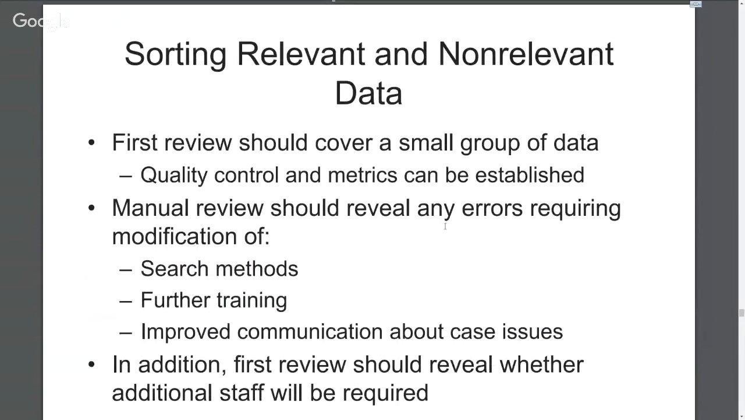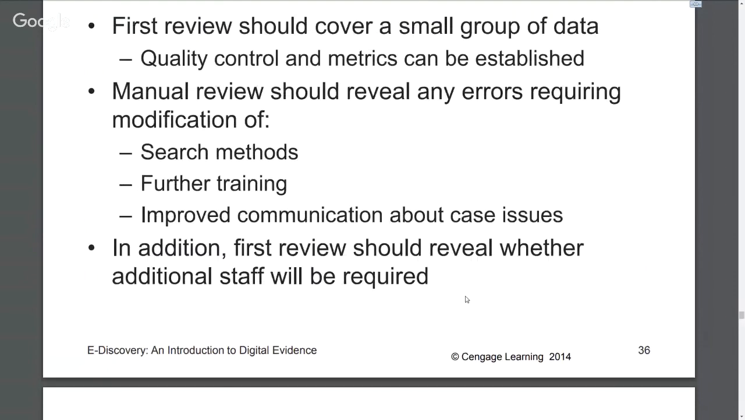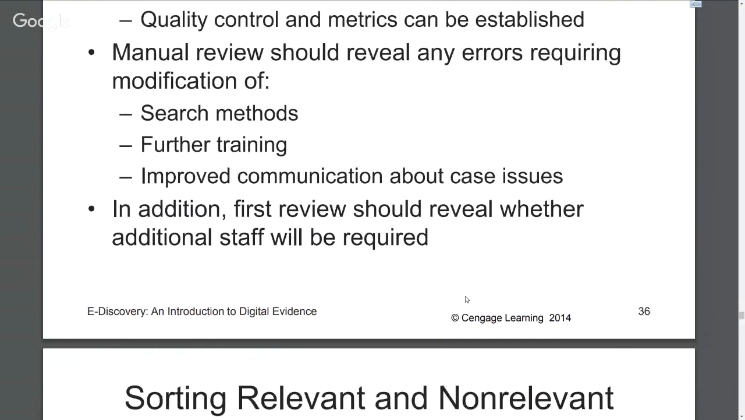So now we go through sorting relevant from non-relevant data. The first review should cover a small group of data, with quality control metrics established. A manual review reveals any errors in search methods, training, and communications that need to be addressed. The first review should also reveal whether additional staff will be required. A document set of 5 pages won't necessarily need the staffing of 50,000 pages.